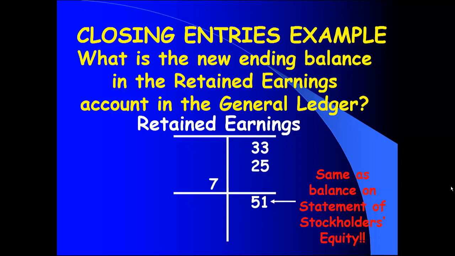What are we showing for retained earnings in the general ledger? 51, the same amount. What will my beginning retained earnings be to start the next period? 51. So we've now got my retained earnings account in the general ledger up to date. It equals the same balance as what we show in retained earnings on the statement of retained earnings or stockholders' equity.